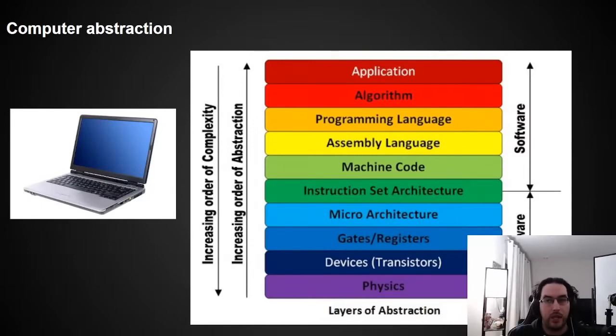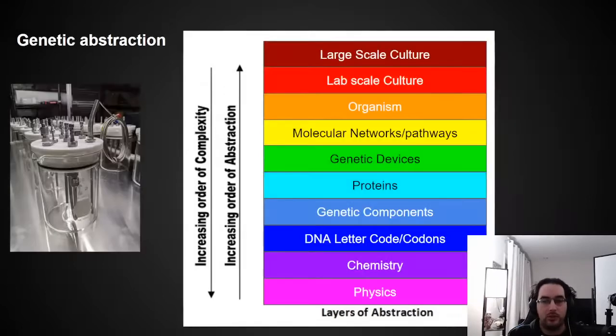So if you're writing Python, you don't need to know what the bare metal is doing necessarily, right? You can just write Python code and have no idea how a computer actually works. I don't recommend it. You're not going to be a very good programmer, but it is possible. Genetic engineering is exactly the same. With genetic engineering, it's genetic abstraction.